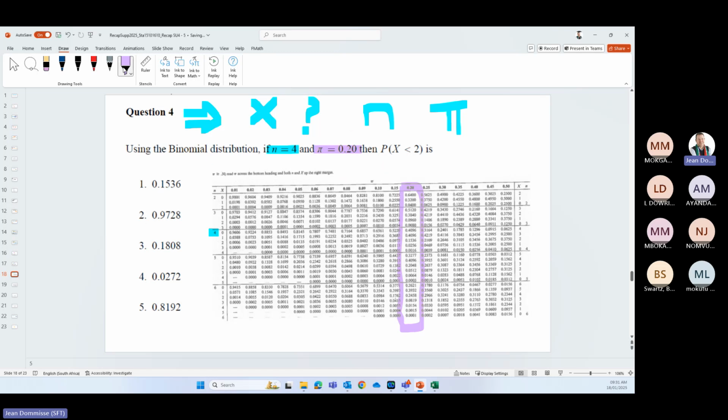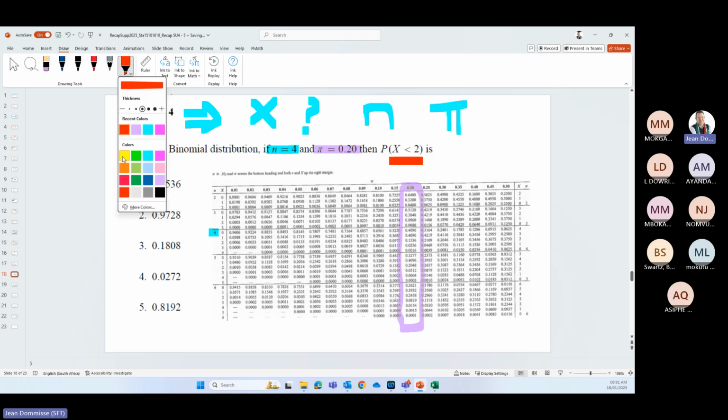Then they tell us that the x's that I need to look at is x smaller than 2. So I'm working in this area. X smaller than 2 means that I am working only with 0 and 1, not looking at 2. If it was x smaller or equal to 2, I would have included 2. But for this one, excluding 2, so I'm only looking at the 0 and the 1.